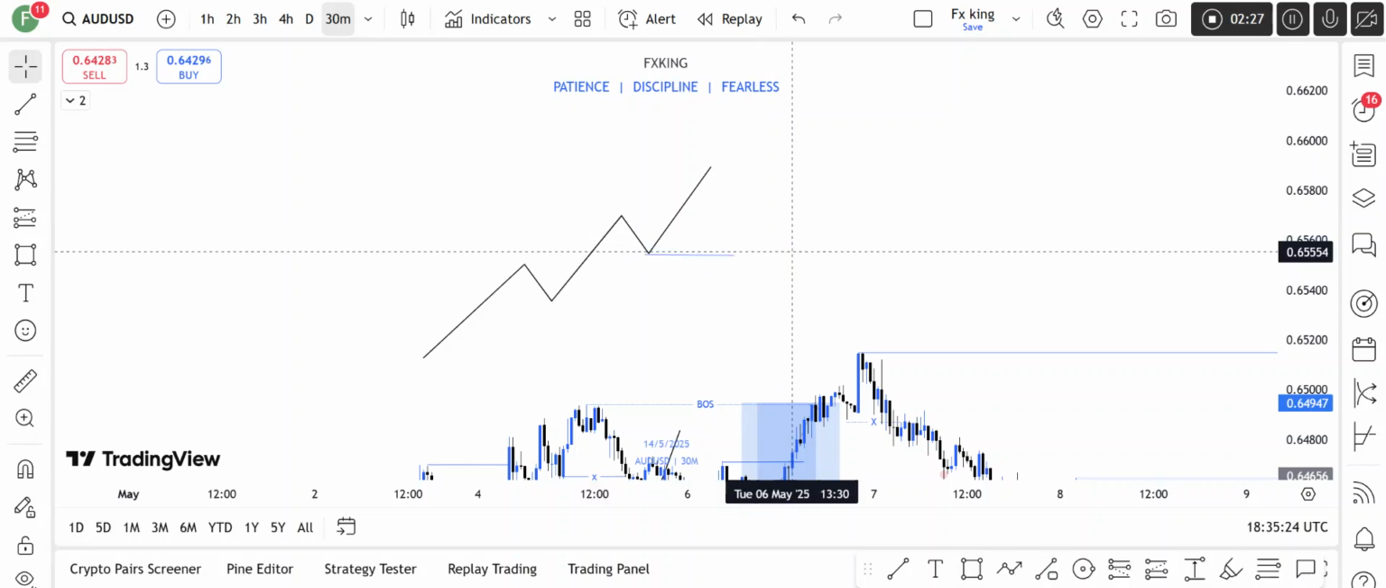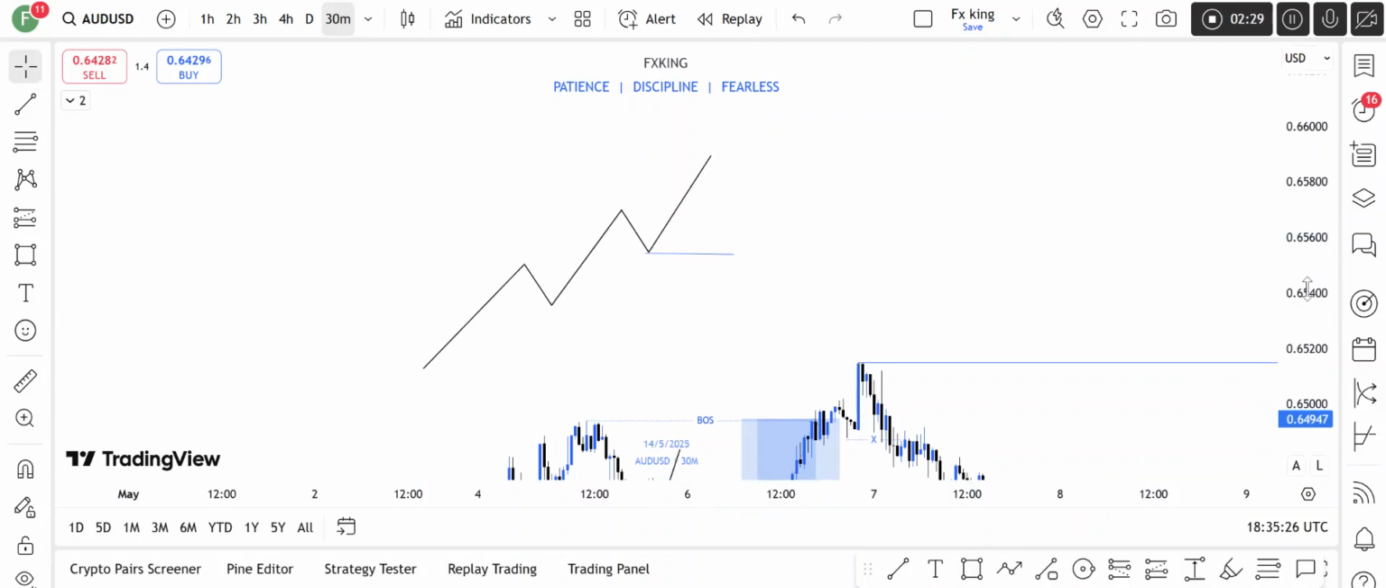So what is our point for this inducement? You know that SMC is a liquidity-based strategy, and for the market to move effectively, we need to take out inducement, we need to take out liquidity. The market needs to take out all this liquidity before it moves in its intended direction.